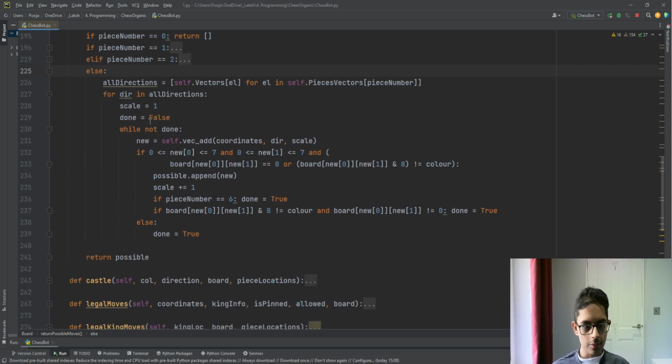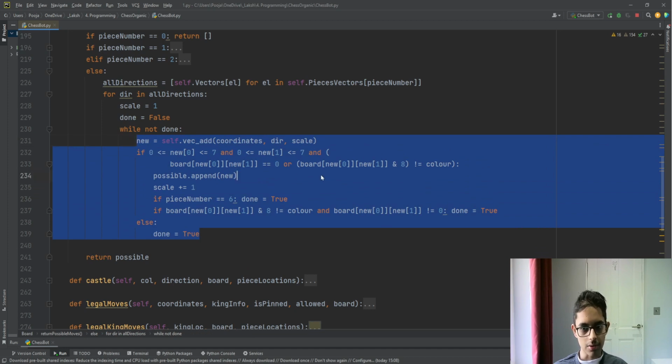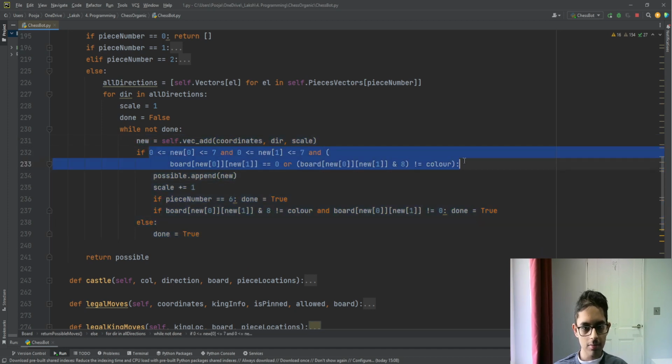So while not done, while we're still in this loop, the new coordinates are the vector addition of the original coordinates, the direction, which is the unit vector in a particular direction, as well as the scale. And the scale we increment every time we iterate. Then we continue doing this. All of these moves are legal until we encounter a roadblock. We've reached the end of the grid, or we've reached a piece of a different color or the same color. All of those are roadblocks.